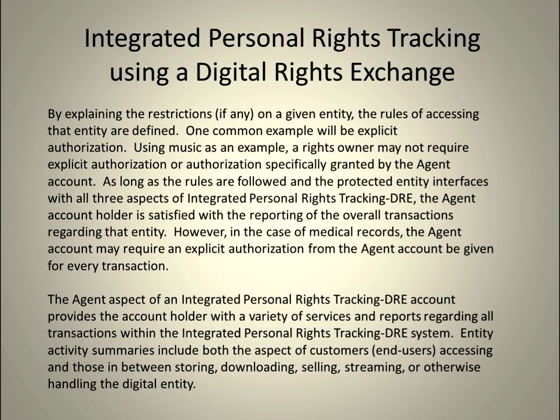By explaining the restrictions, if any, on a given entity, the rules of accessing that entity are defined. One common example will be explicit authorization. Using music as an example, a rights owner may not require explicit authorization or authorization specifically granted by the agent account. As long as the rules are followed and the protected entity interfaces with all three aspects of the Integrated Personal Rights Tracking DRE, the agent account holder is satisfied with the reporting of the overall transactions regarding that entity.